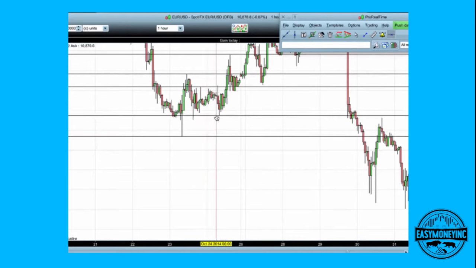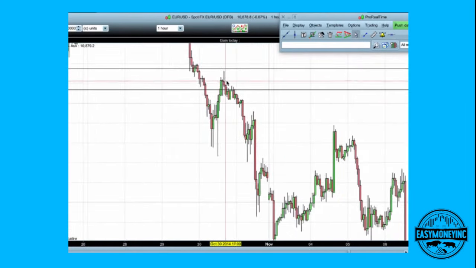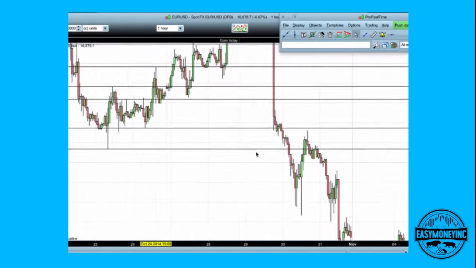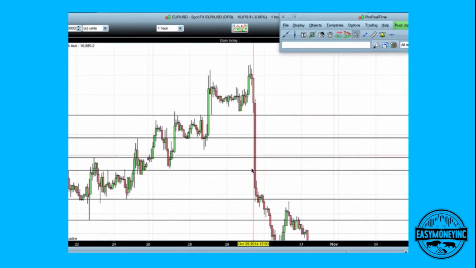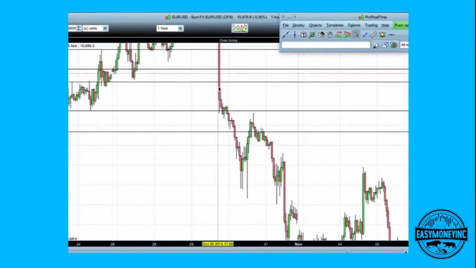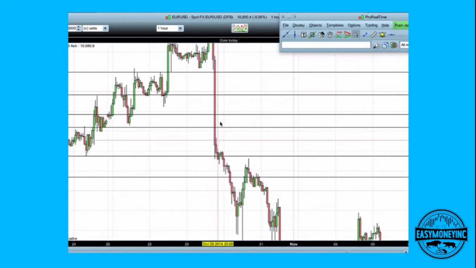Get up a touch there. Breaks through, comes back up, and retests. The market always moves like this. It always uses support and resistance for its moves. No matter, even if it's a news release and the market does something crazy like this. This probably was some sort of news release.